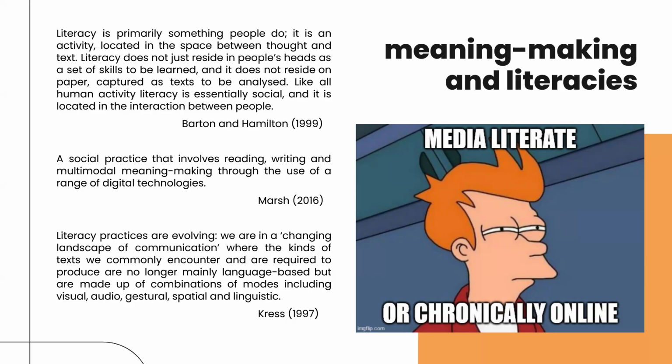Because I see Mateo. Mateo, do you have a microphone? Yes, I do. What do Barton and Hamilton say about literacy? Okay. Literacy is primarily something people do. It is an activity located in the space between thought and text. Literacy does not just reside in people's heads as a set of skills to be learned, and it does not reside on paper, captured as text to be analyzed. Like all human activity, literacy is essentially social, and it is located in the interaction between people. All right. Thank you, Mateo.